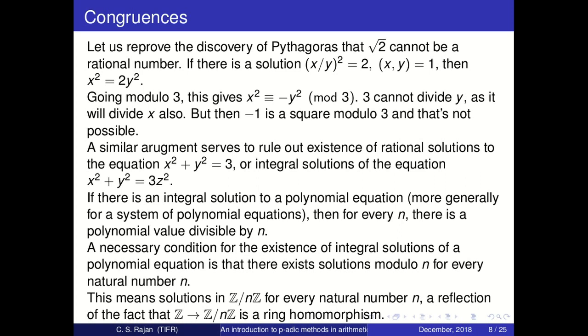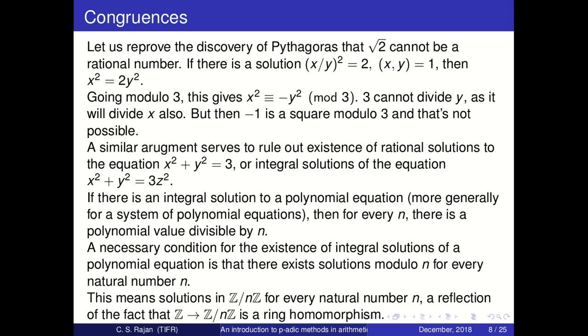And that is not possible. So a similar argument serves to rule out the existence of rational solutions to the equation x squared plus y squared equal to 3. Again, a very similar argument. You can assume these numbers x, y, z are coprime by clearing out common factors. But if 3 divides both x and y, then 9 divides x squared and y squared, which means 3 should divide z, so 3 divides all of x, y, z, and that is not possible. So by looking at just the divisibility properties by 3, you can rule out the solutions for this equation. Very necessary conditions you can rule out.